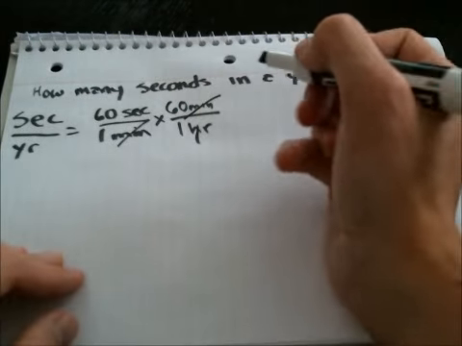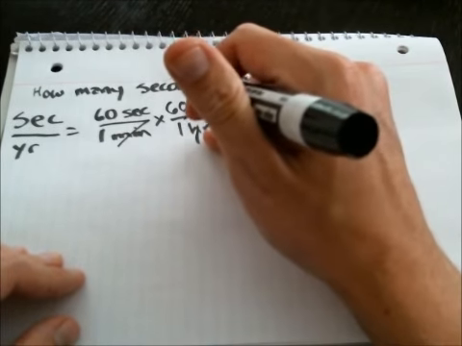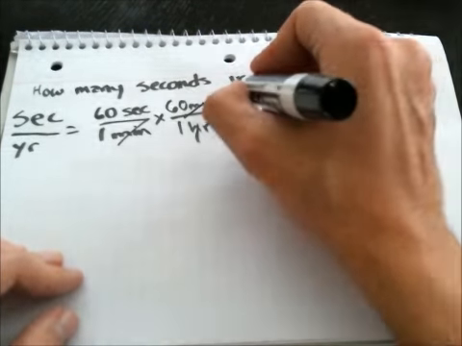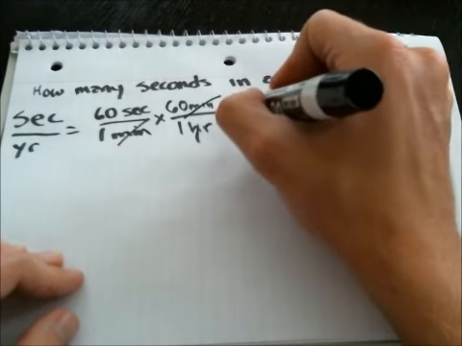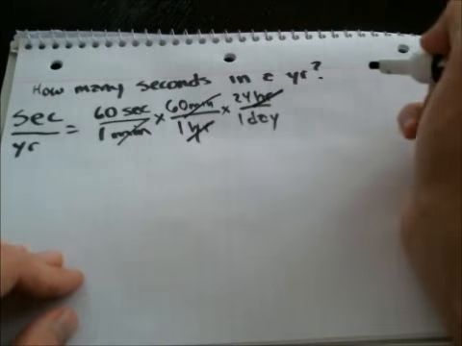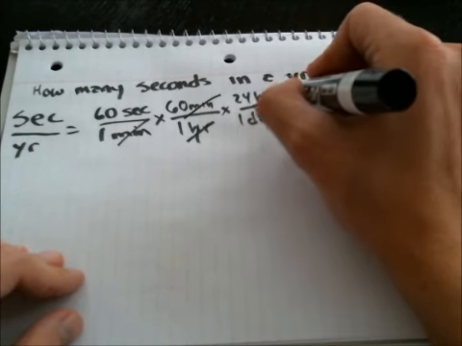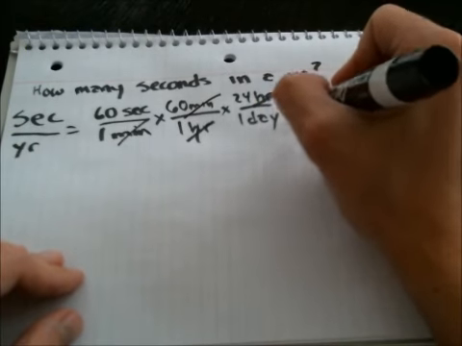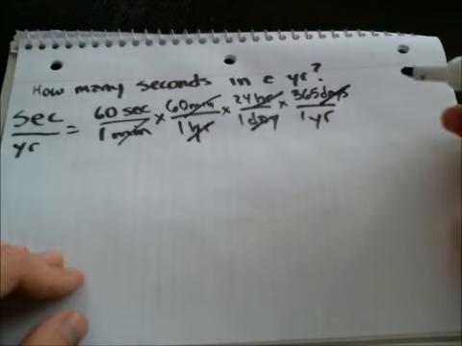Sorry about that. Then we can continue, right? So we've got hours still at the bottom. I did not mean to cross that out. We can keep going. We know that there are 24 hours in 1 day, right? We can cancel out hours, and we can continue. Now we have days at the bottom. We know that there are 365 days in 1 year. Okay, so you can do that and then cancel out days and days.